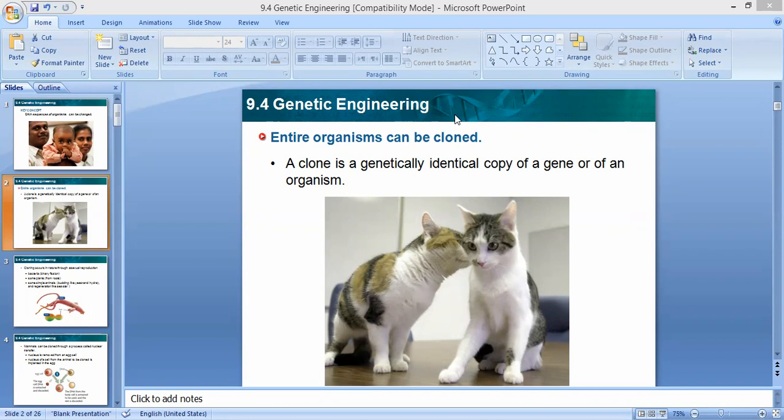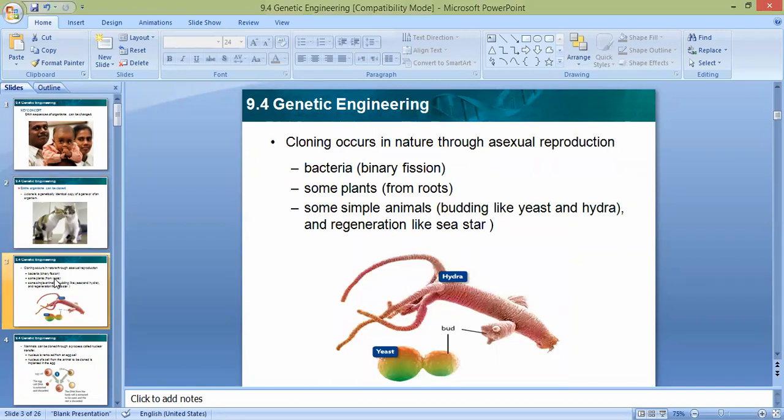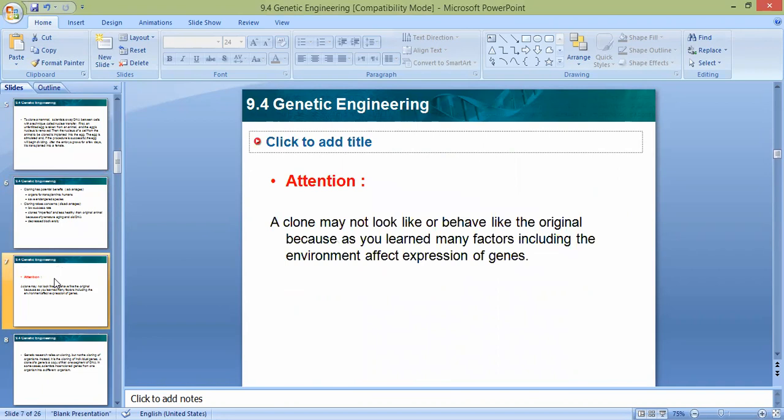The hair will change, the skin will change. I do have the genes inside that give the phenotype, but the phenotype is not affected only by the genes, it is also affected by the environment. That is why these twins are not exactly identical. It may also be in behavior, by the way: they look like each other but their behavior is different. This was also a problem, since they wanted them to be exactly the same, but it is not necessarily so because of the environment. So a clone may not look like or behave like the original because, as you learn, many factors including the environment affect expression of genes. The expression of genes that shows your trait is affected by genotype and environment.